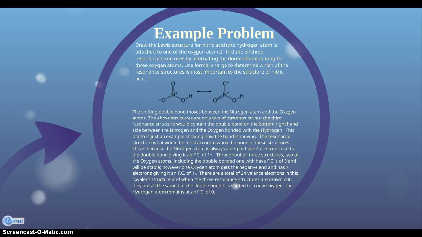Throughout all 3 structures, 2 of the oxygen atoms, including the double bonded one, will have formal charges of 0 and will be stable, but 1 oxygen will have a negative end and have 7 electrons when it wants 6, giving it a formal charge of 1-. There's a total of 24 valence electrons, and when you draw all the resonance structures out, they're really all equal, just the double bond is shifting around, making different oxygens have a formal charge of 1-, and then obviously the hydrogen atom isn't affected, it remains at a formal charge of 0.